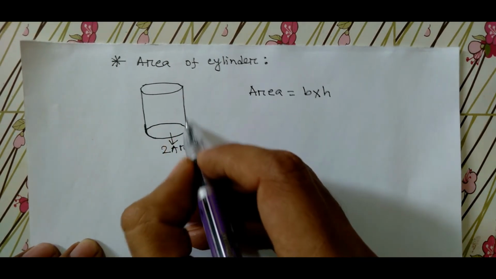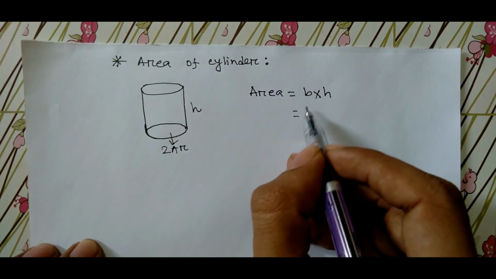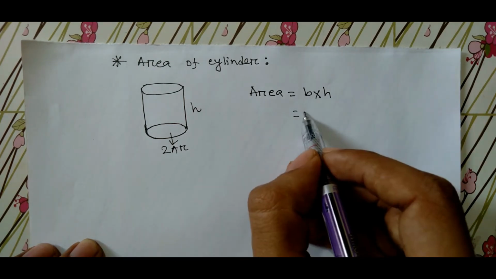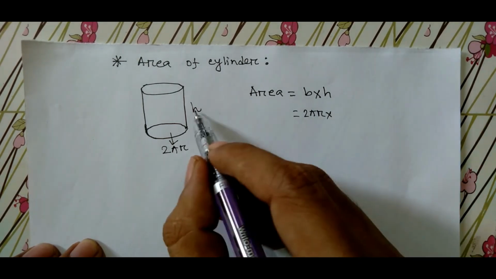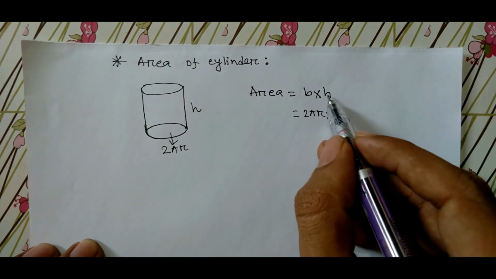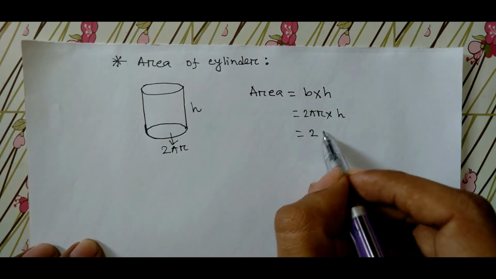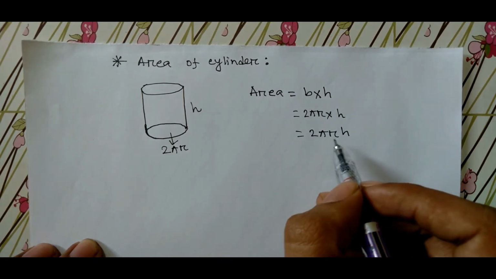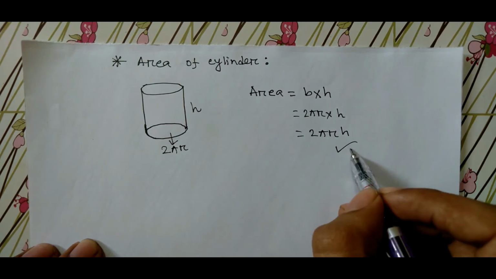Okay, so what is the height here? The height is h. If we replace the base by 2 pi r, then we will find 2 pi r multiplied by h, since we can replace the height by h. Now if we multiply 2 pi r by h, then you will find 2 pi r h. Okay, and this is the area of the cylinder and it's so easy to find.